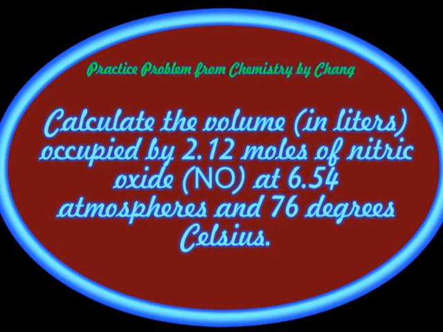Okay, now let's perform a volume calculation. Consider the following practice problem. Calculate the volume in liters occupied by 2.12 moles of nitric oxide, NO, at 6.54 atmospheres and 76 degrees Celsius.